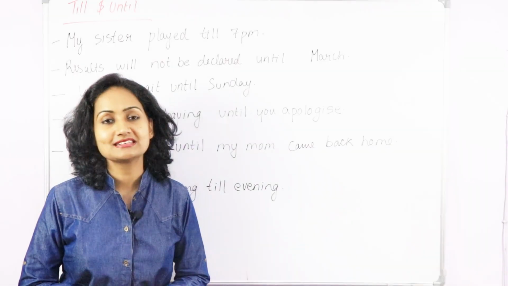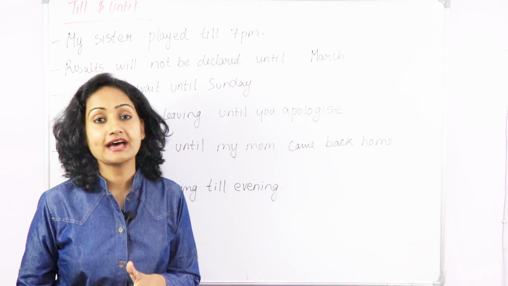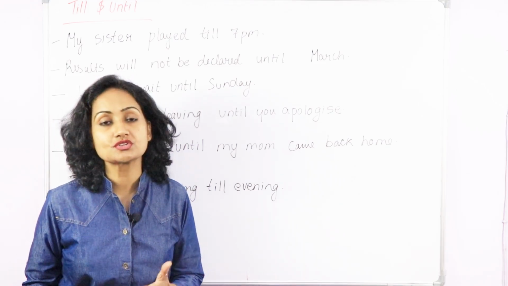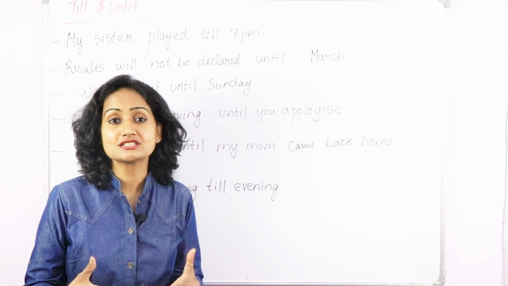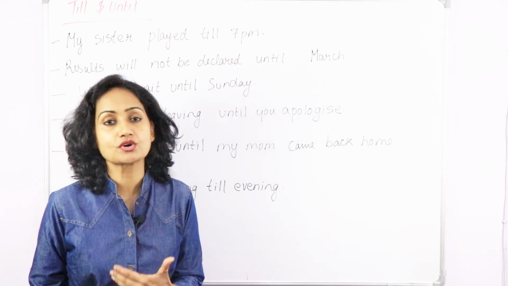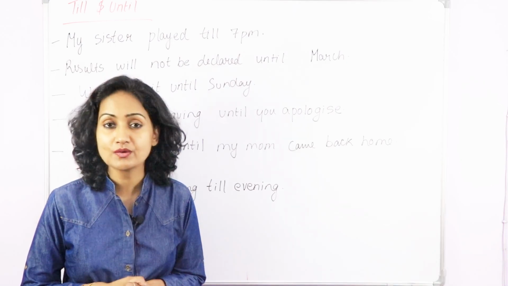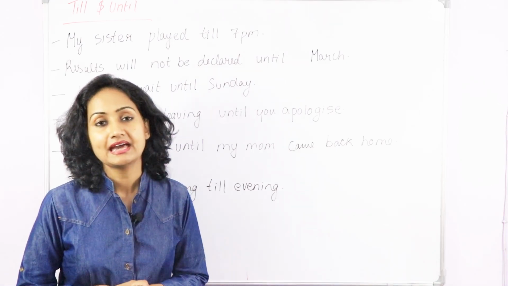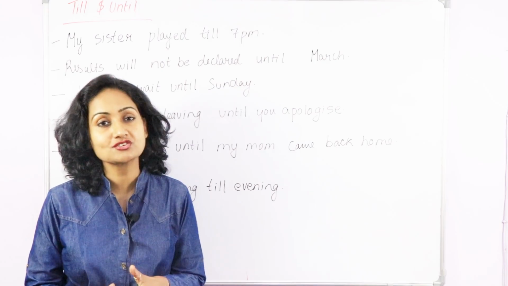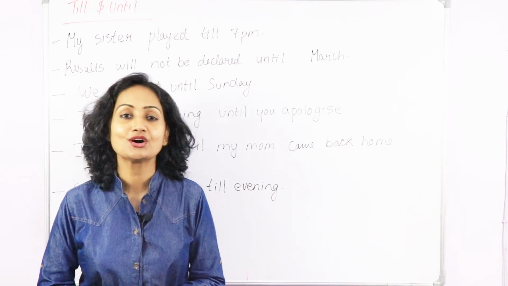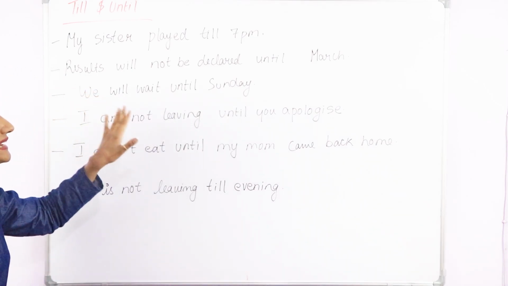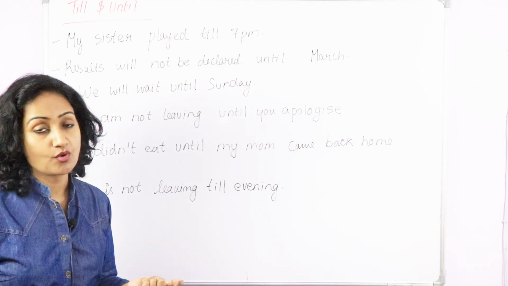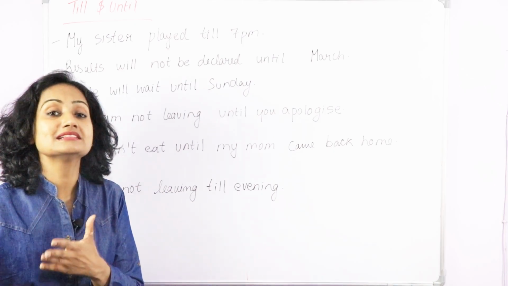The next prepositions are till and until. They both have the same meaning. They both can be used interchangeably, and the only difference is that till is used more frequently. It is more common than until. Otherwise, they have the same meaning, and they both can be used as a preposition as well as a conjunction. Now let's go through some examples. My sister played till 7 p.m., or my sister played until 7 p.m.